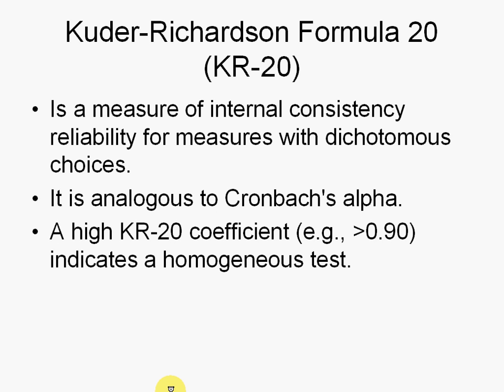And the KR20, we will use this test when the instrument data is dichotomous, that we have 0 and 1 only. Then we will use KR20, and KR20 is the same as the Cronbach alpha. So in SPSS, when you want to do the KR20 test, you can always select the Cronbach alpha test. A high KR20 coefficient, let's say greater than 0.9, indicates a homogeneous test.